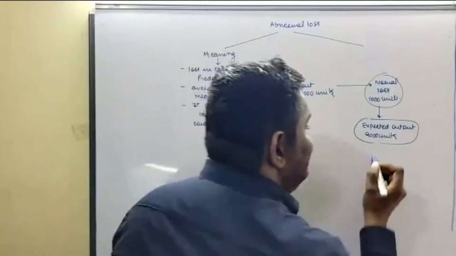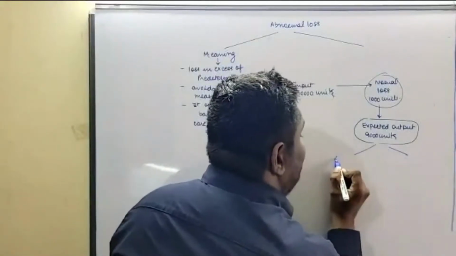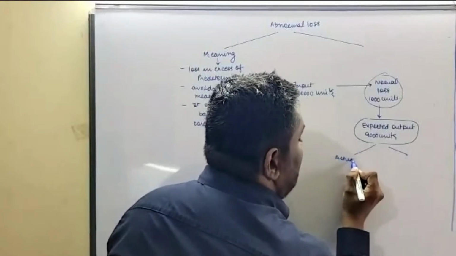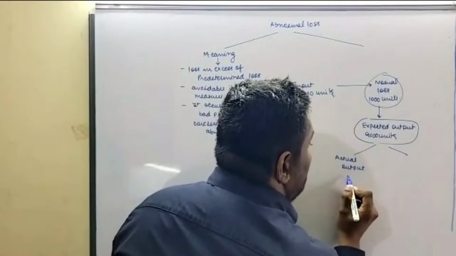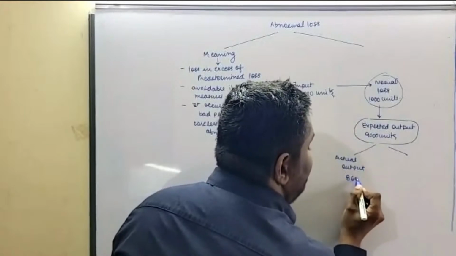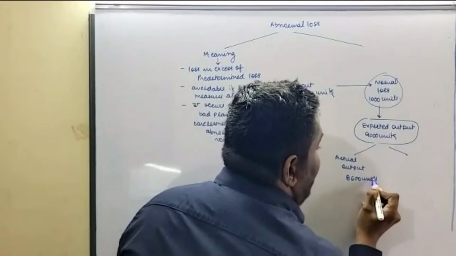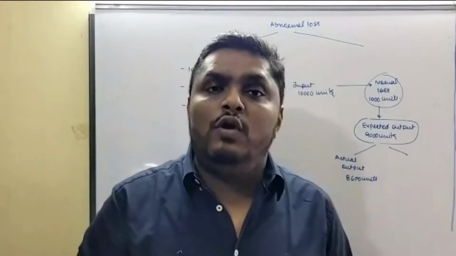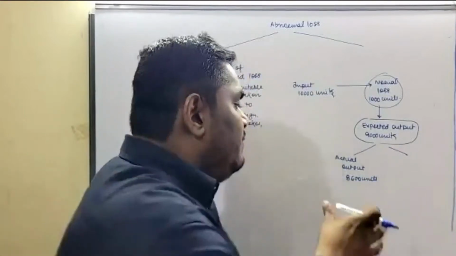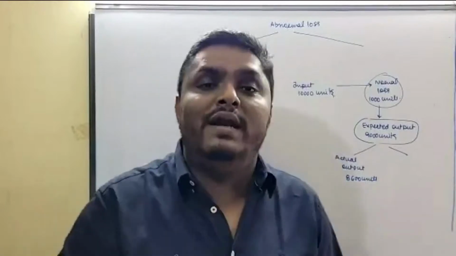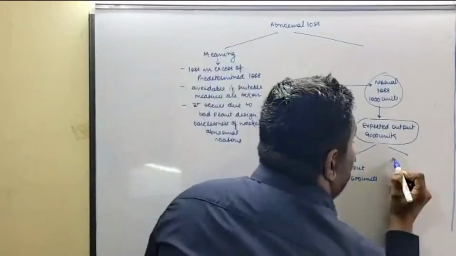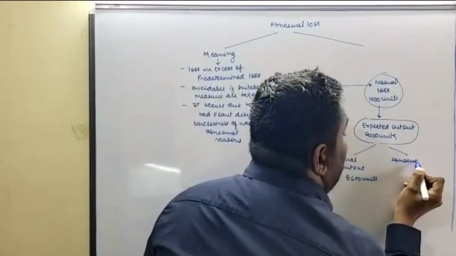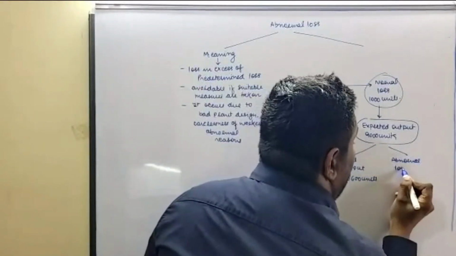However, let's say my actual output was only 8,600 units. I was expecting an output of 9,000 units. However, my actual output was only 8,600 units. So these 400 units is my abnormal loss.